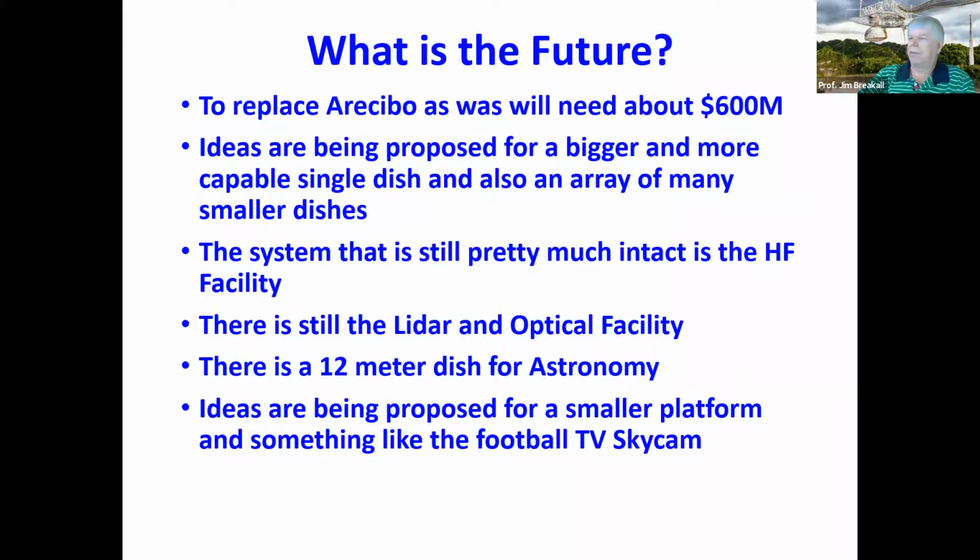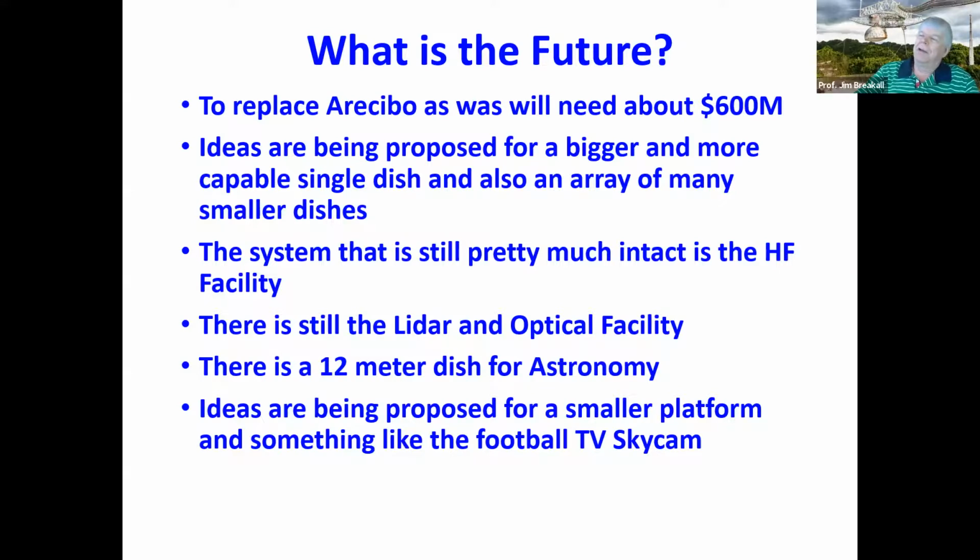But that one facility that I designed, the HF facility that can modify the ionosphere, we think we can get that up faster. And so we're hoping that we can still do something there. But anyway, some of the cost to replace Arecibo, if we just rebuilt the whole thing, pretty much the same, they estimate it would be about $600 million.